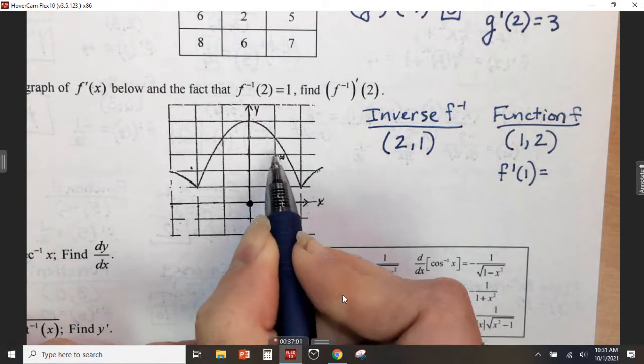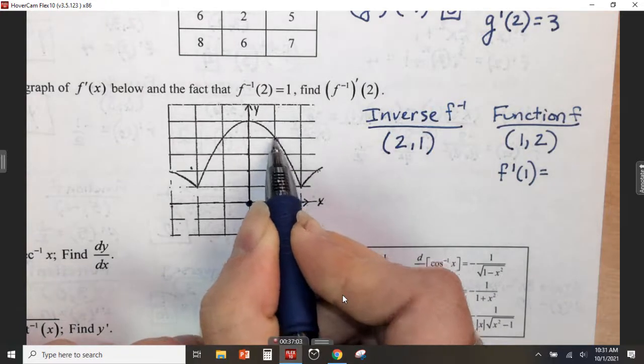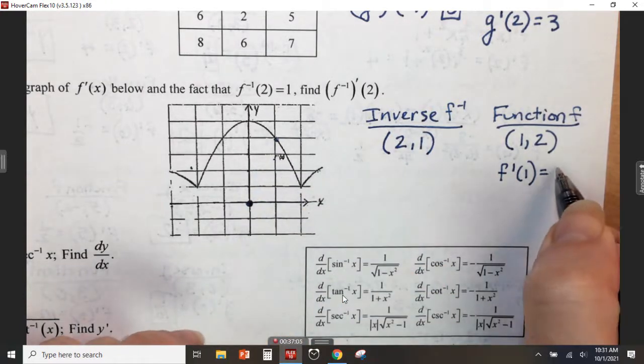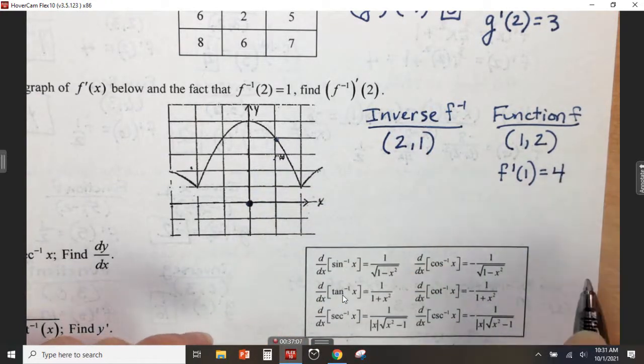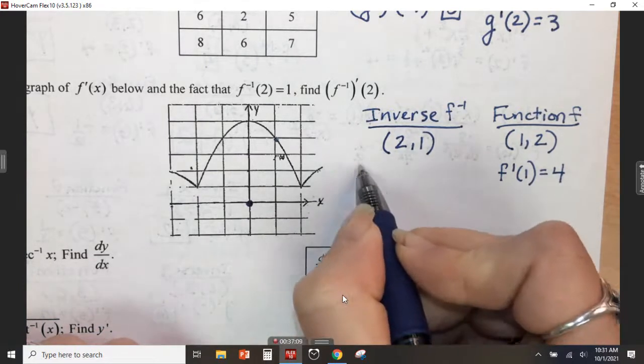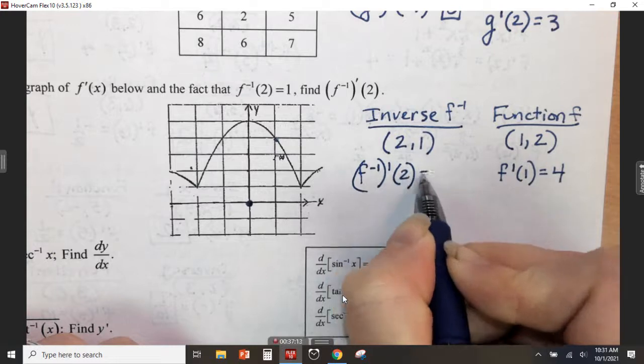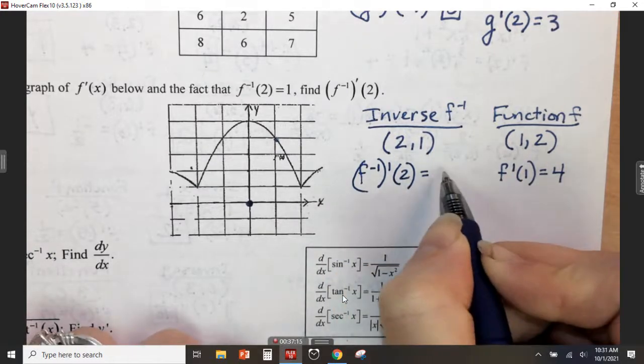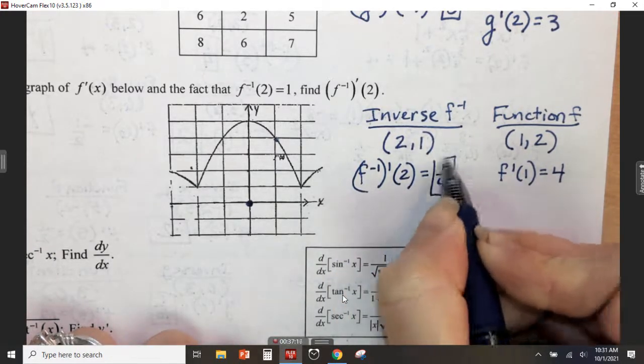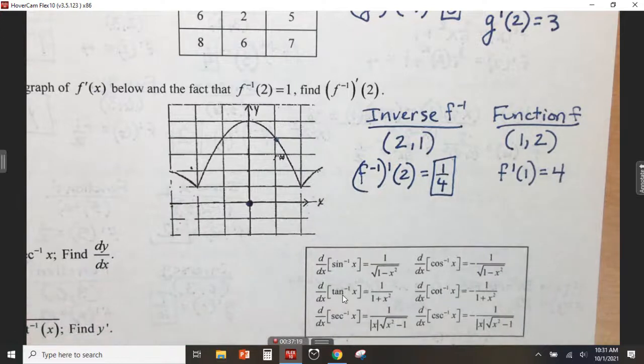4. 1, 2, 3, 4. The graph is up here at 4 then. So f prime of 1 is 4. We got that off the graph. So f inverse prime of 2 would be 1/4. Questions?